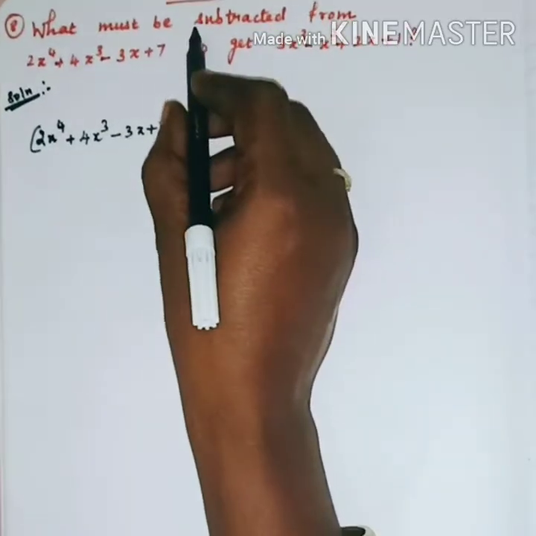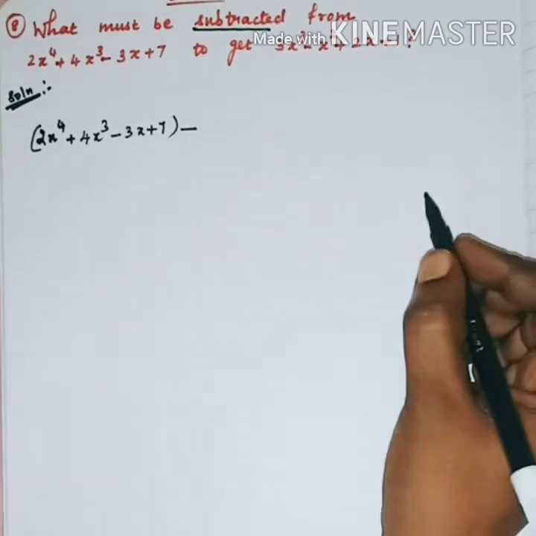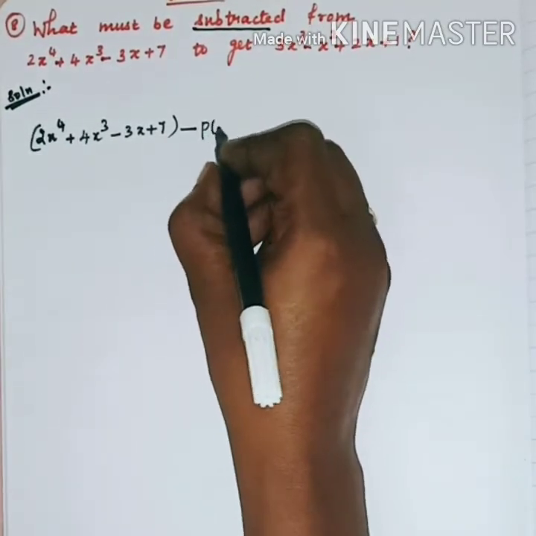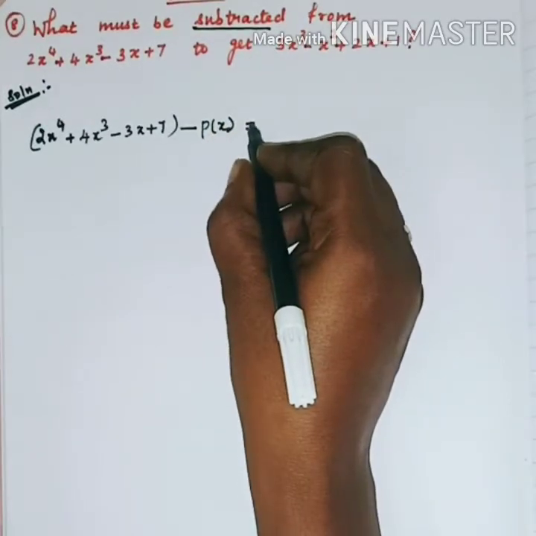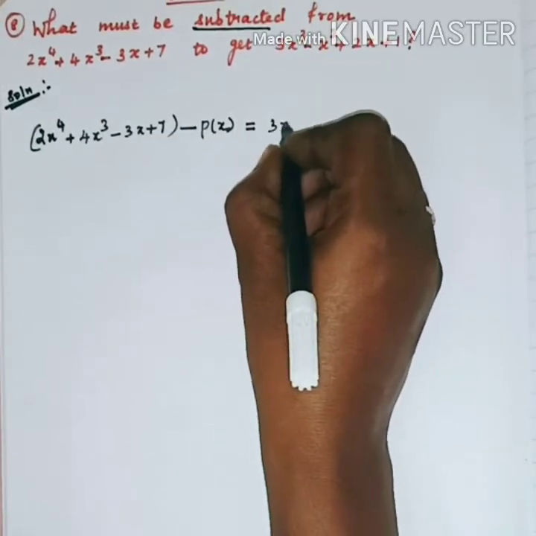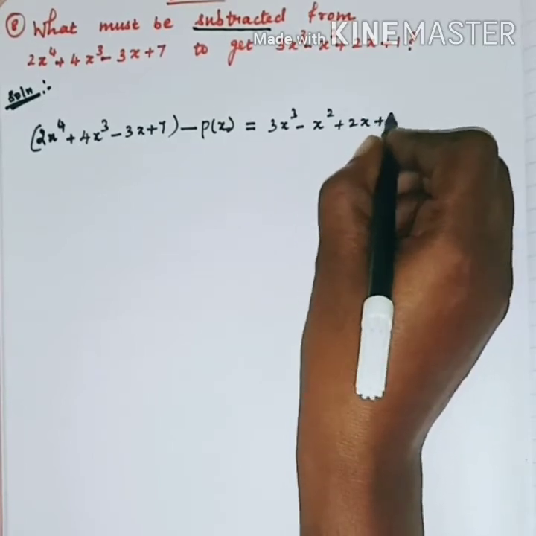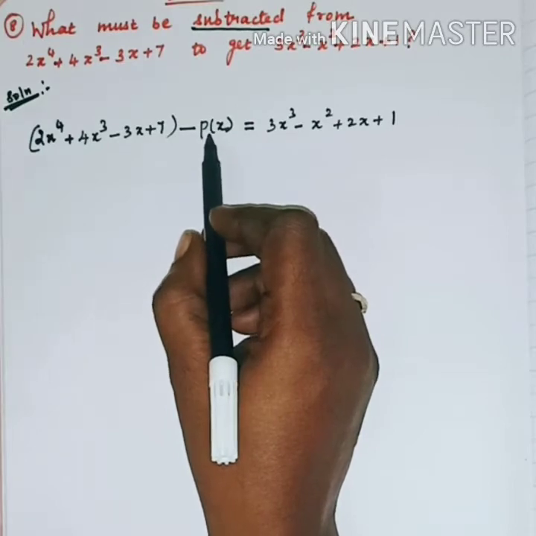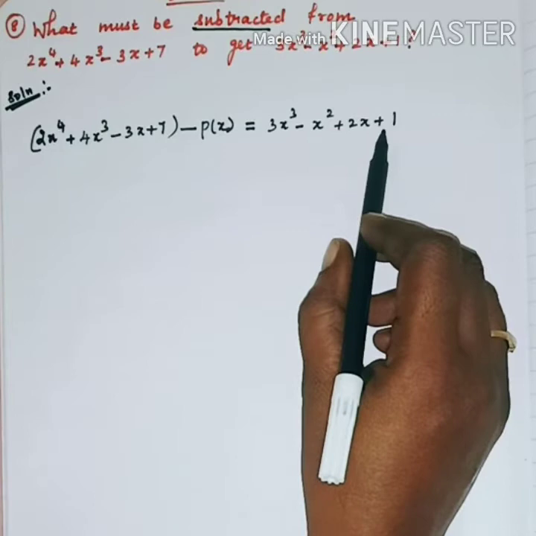They are given subtracted. So put the negative symbol here. Minus, take that polynomial as p of x. Minus p of x is equal to get. So put the equal to symbol here. To get equal to, the expression is 3x cube minus x square plus 2x plus 1. That means when we subtract p of x from this polynomial, we will get this expression.